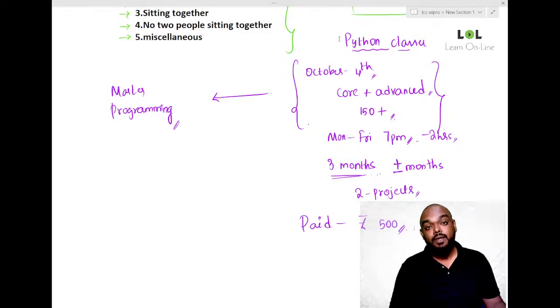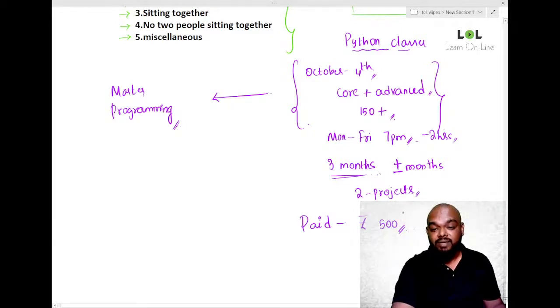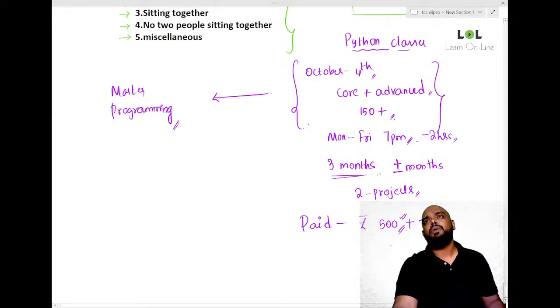This is what is happening in the Java classes, and in the verbal and aptitude classes. When we give it for free, people don't take it seriously. So this is the reason why I kept this at 500, plus GST, or taxes, that might come up to 570 or 580 rupees, people.